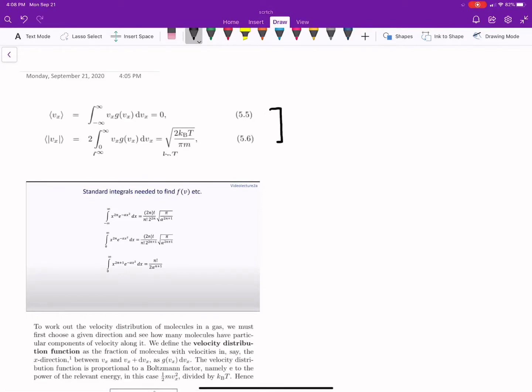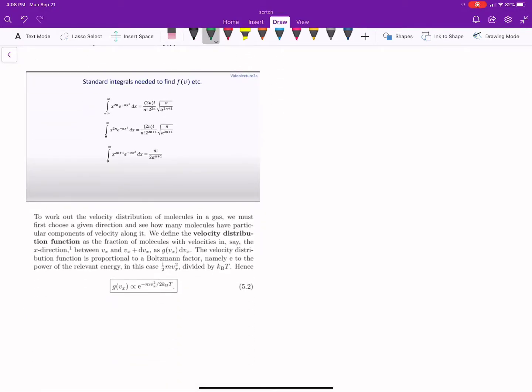So first thing I'm going to do is show that 5.5 and 5.6, the equations, work. Okay? So let's begin with 5.5. And here's some standard integrals that'll be helpful. These three I'll be using. And if you're not caught up, it's important to know that g v of x is proportional to our Maxwell-Boltzmann distribution, or Boltzmann factor, I should say.